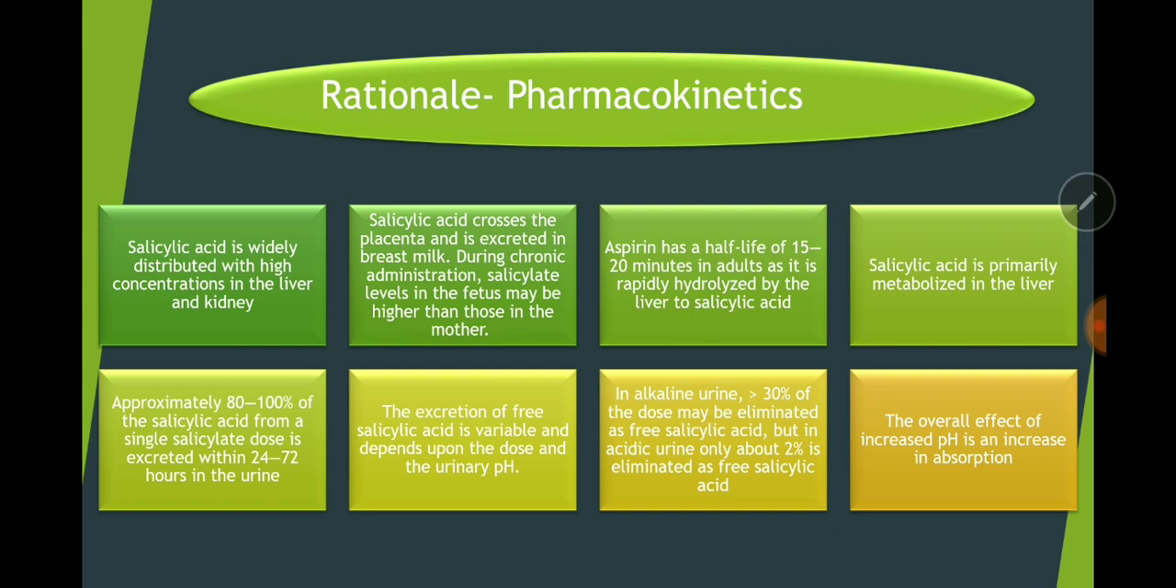So, the pharmacokinetics of aspirin. What are the pharmacokinetics of aspirin? Okay. So the salicylic acid is widely distributed with high concentration in the liver and kidneys. And the salicylic acid crosses the placenta. So make sure you have to be careful what medications you are giving to children and also expecting mothers. All right.